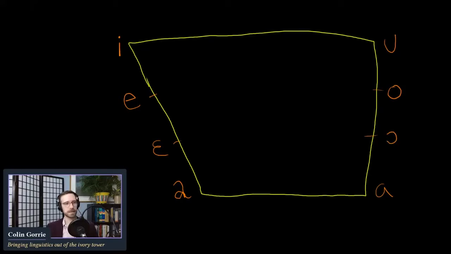And let's just make a little. This is like the border of rounding. This is the border of default rounding. If you are unrounded inside this border, you are marked. And if you are rounded outside of this border, you are marked. So these are the cardinal vowels.